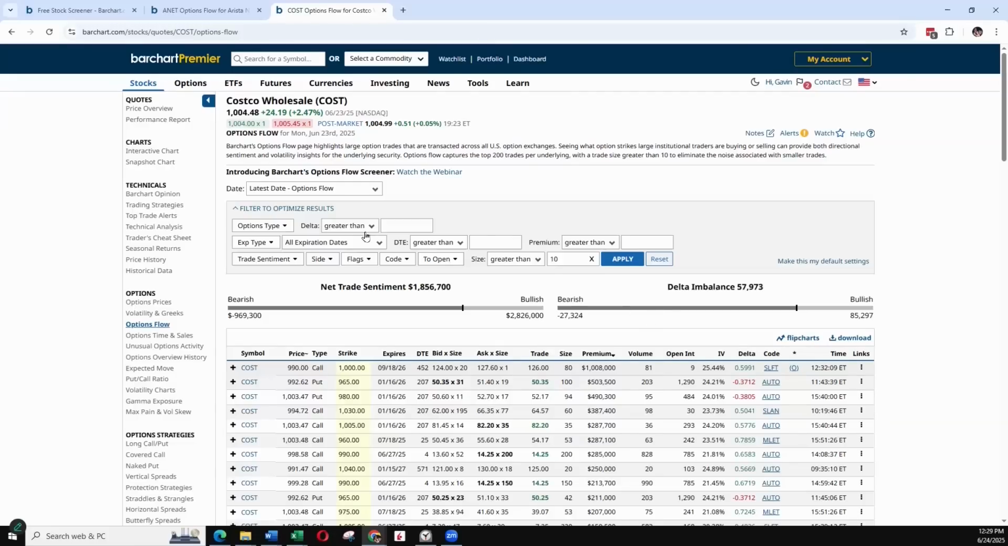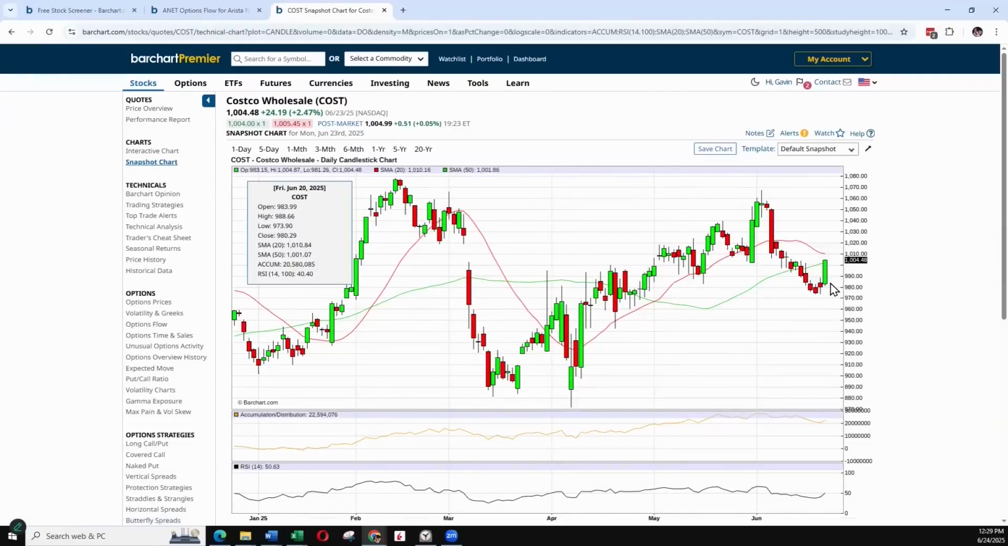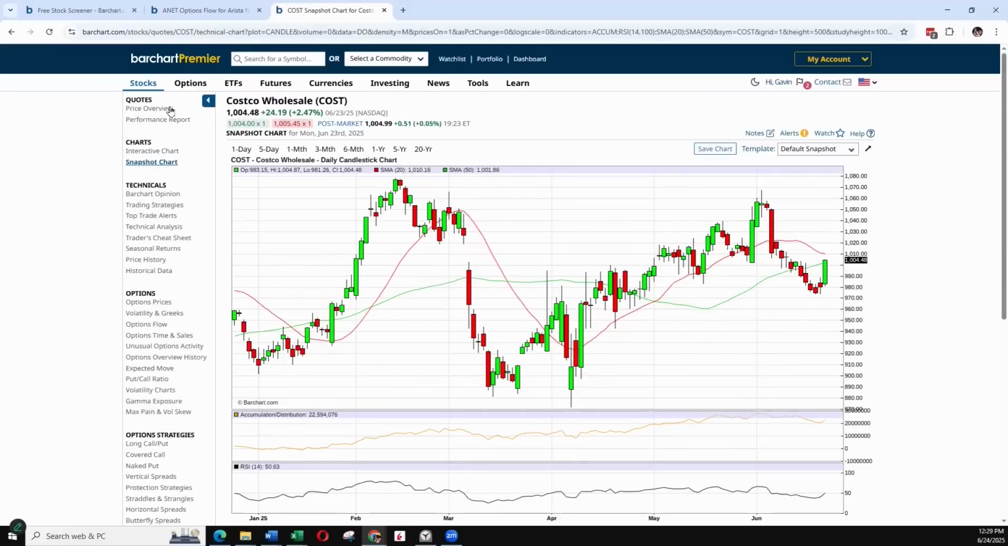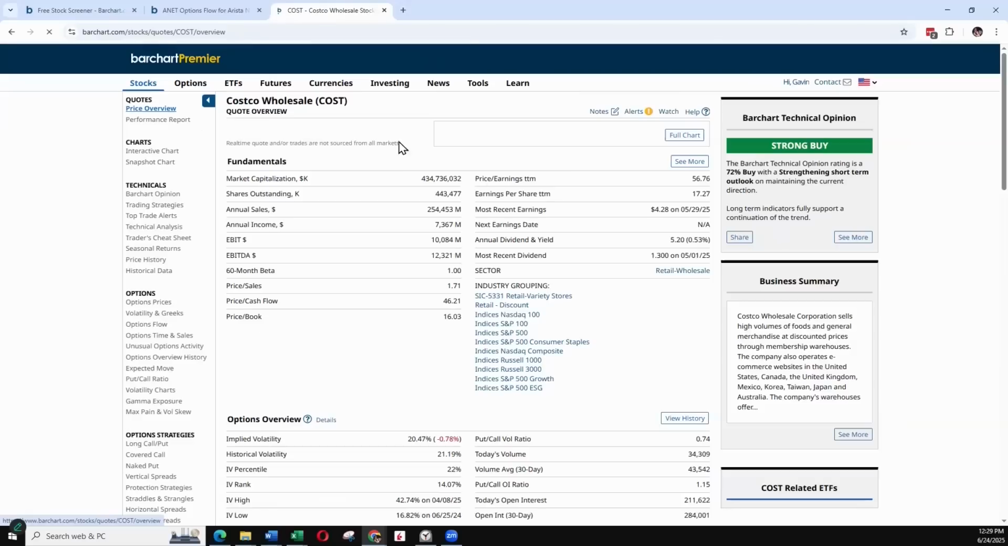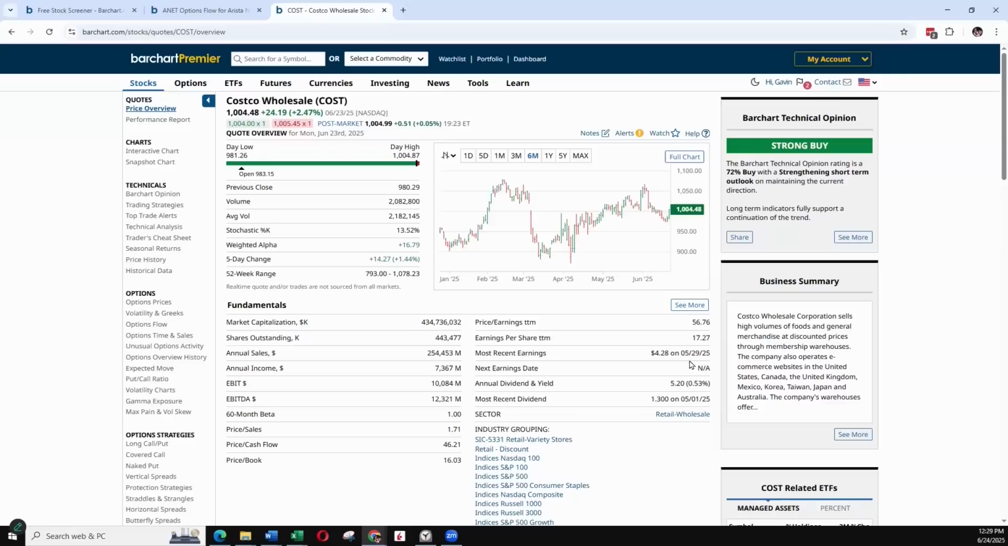Let's go and have a quick look at the chart. So here we can see the breakout above the 50-day moving average on a very bullish candle. And we've got a pretty strong accumulation distribution line, and we had strong options flow. So that's a great bullish candidate that we've just found. If we go back to the main page, you can see we're on a buy rating, strengthening short-term outlook. Earnings were in May, so we know the next one's going to be end of August. So we're good for July expiration with no earnings exposure.